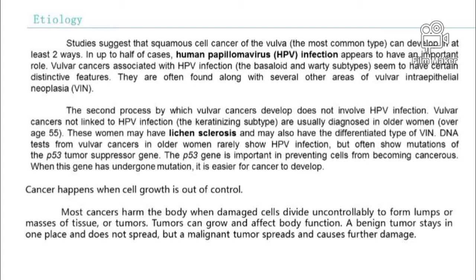Cancer happens when cell growth is out of control. Most cancer harm the body when damaged cells divide uncontrollably to form lumps or masses of tissue or tumors. Tumors can grow and affect body function. A benign tumor stays in one place and does not spread, but a malignant tumor spread and cause further damage.